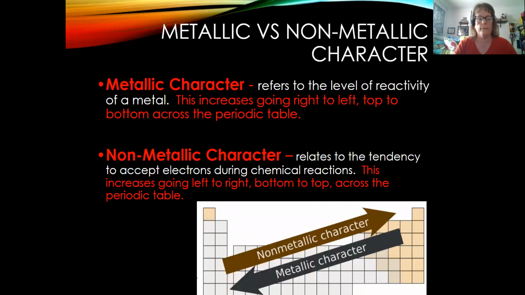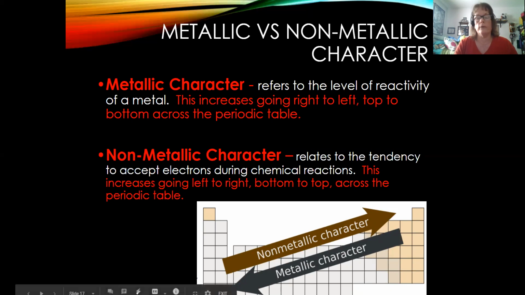Okay. We also have metallic and non-metallic character. Metallic character refers to the level of reactivity of a metal. Okay, it increases, if you look right here. Metallic character increases going from right to left, top to bottom. If you think about it, these are your metals over here. So of course it would increase as you get closer to the metals or in the metals.